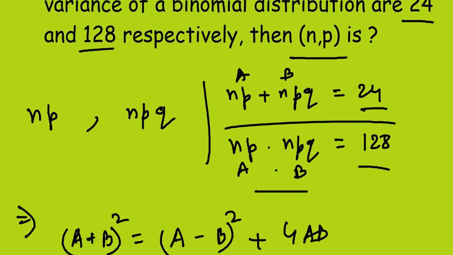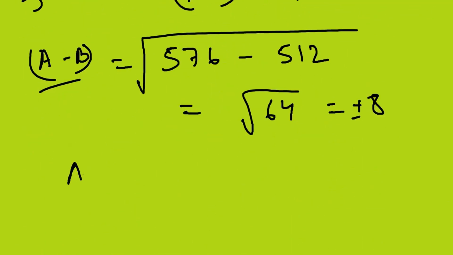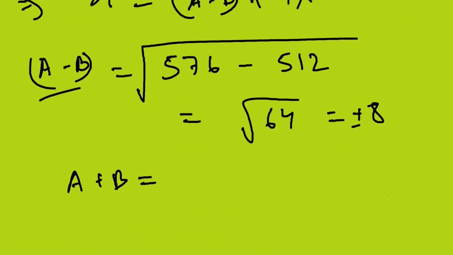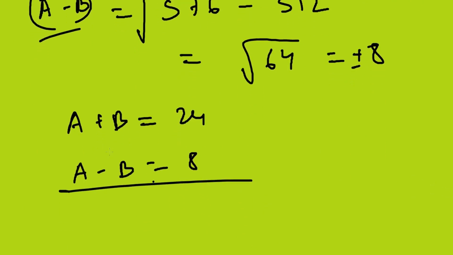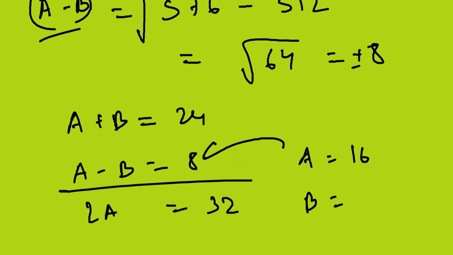So how will I find a and b? It is very simple. A plus b is given to me. It is equal to 24. And a minus b is given to me as 8. So if I do the simple calculation, this is simply 2a equals to, if I add both of these, what will I get? This 32. So a equals 16. And what is b? If a is 16, I put this over here. What I get? B will be equal to 8. So a is 16, b is 8.